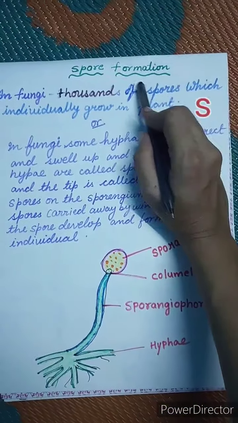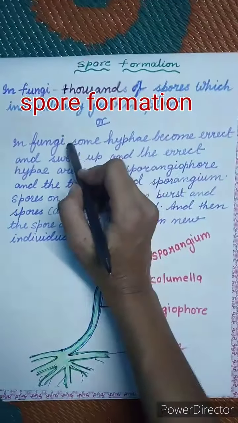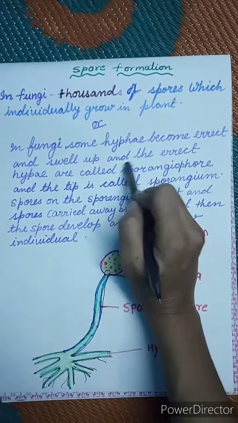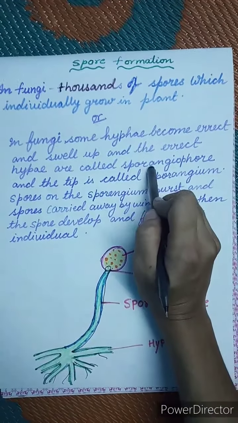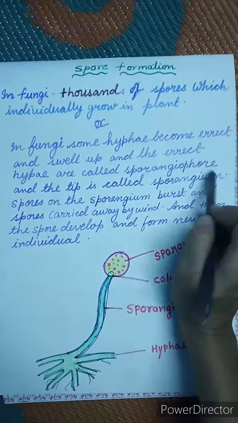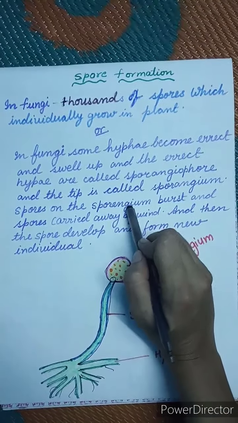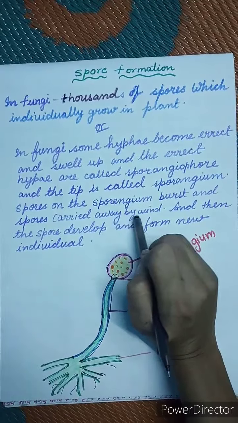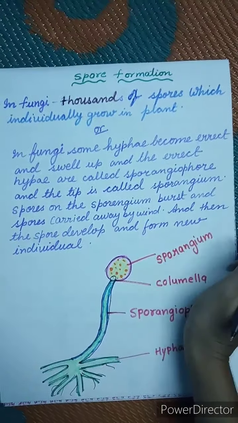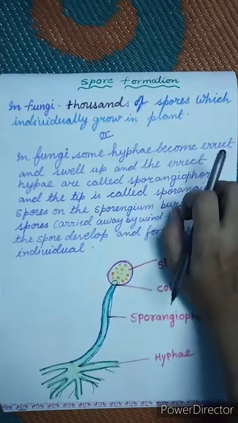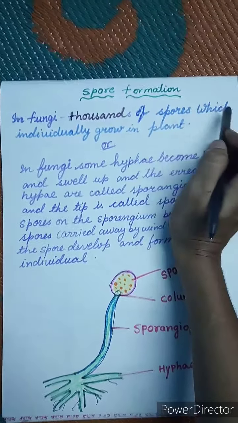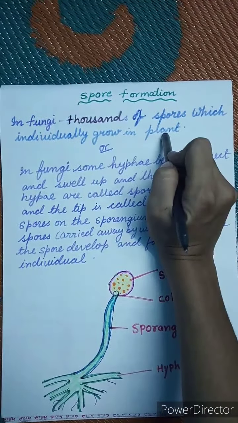And next is spore formation. In fungi, some hyphae become erect and swell up. The erect hyphae are called sporangiophore, and the tip is called sporangium. The sporangium bursts, and the spores are carried away by wind, and then the spores develop and form a new individual. If we make it short, in fungi thousands of spores individually grow into new plants.